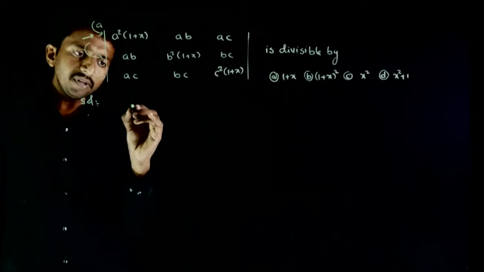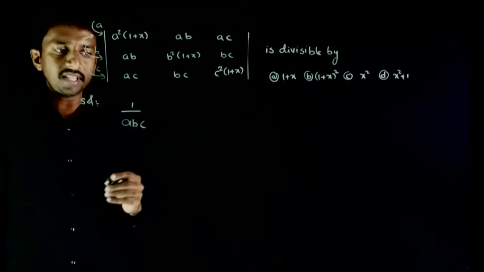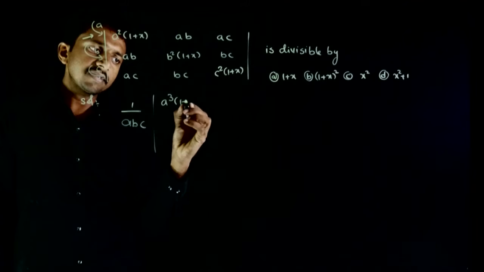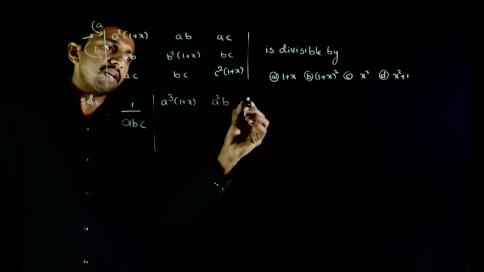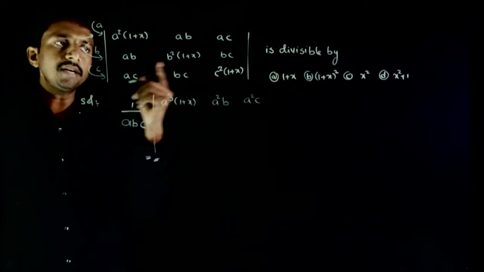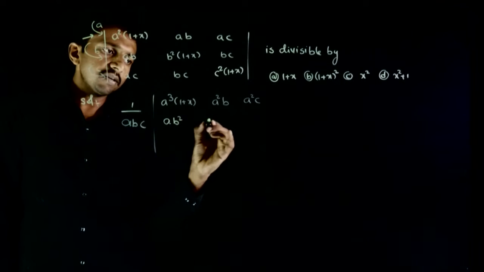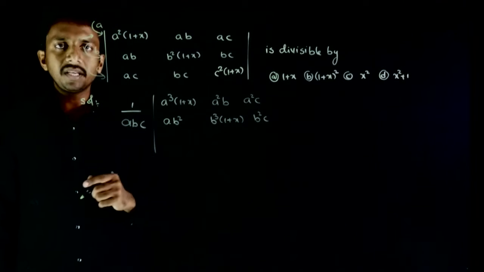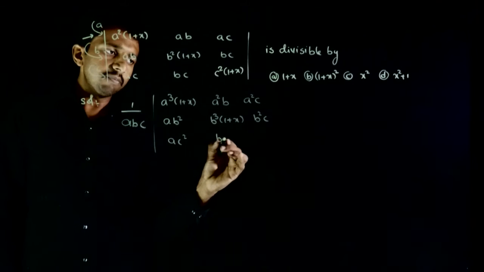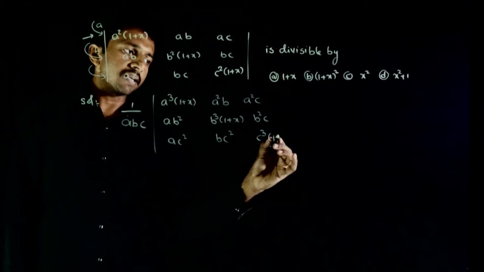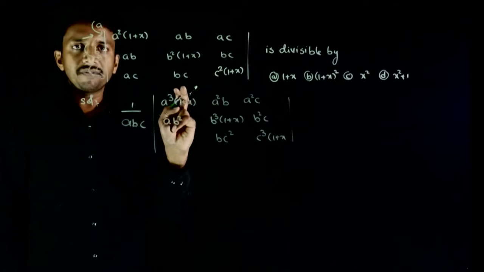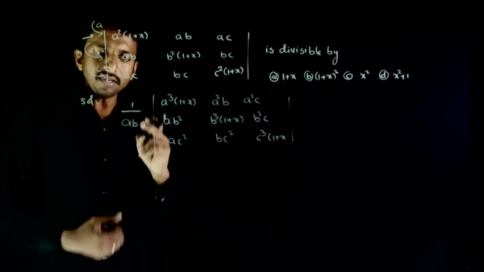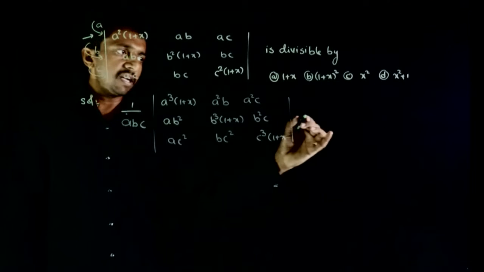सही? So मैं ABC से divide करके, I'll divide with ABC and multiply the determinant with ABC. Something like A cube into 1 plus X, A square B, A square C. Similarly second row को B से multiply किया, AB square, B cube into 1 plus X, B square C. I'll multiply the third row with C: AC square, BC square and C cube into 1 plus X. So effectively delta will be multiplied with ABC, so मैं बाहर divide भी कर दिया.